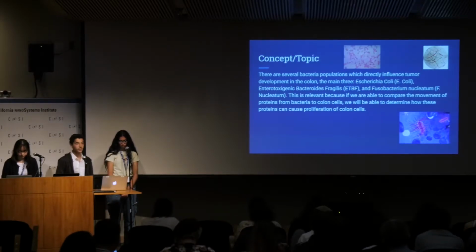There are several bacterial populations which directly influence tumor development in the colon. The main three are Escherichia coli, enterotoxigenic Bacteroides fragilis, and Fusobacterium nucleatum. This is relevant because if we are able to compare the movement of the proteins from the bacteria to the colon cells, we will be able to determine how these proteins can cause the proliferation of the colon cells.